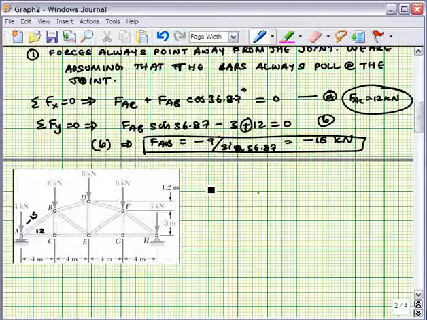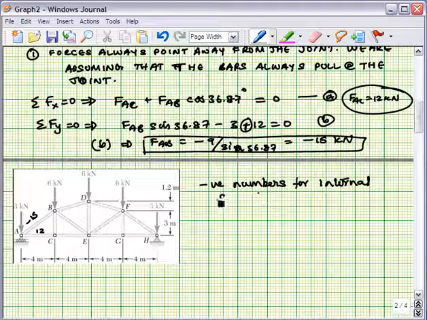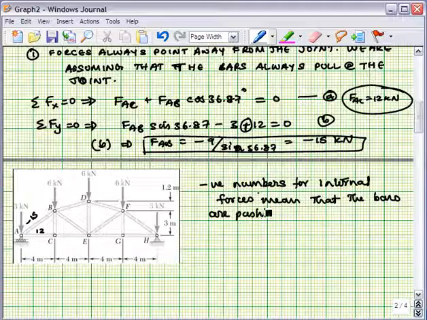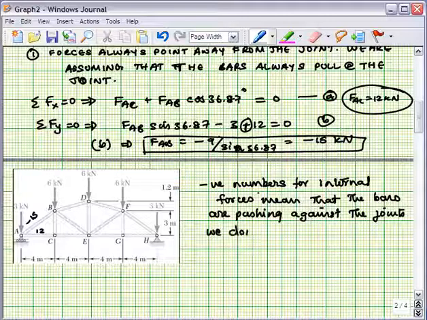So what does minus mean? So negative numbers for link forces or the internal forces mean that the bars are pushing against the joints. We don't do anything about it, we don't care actually.